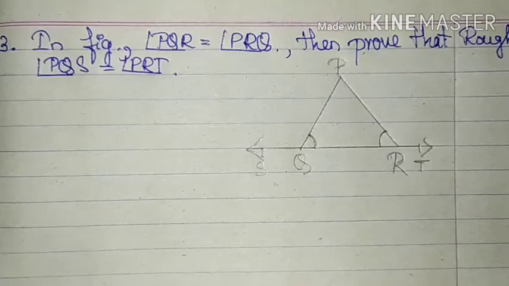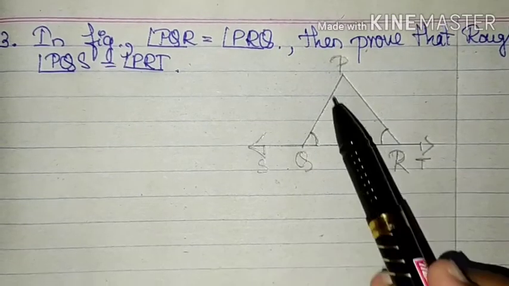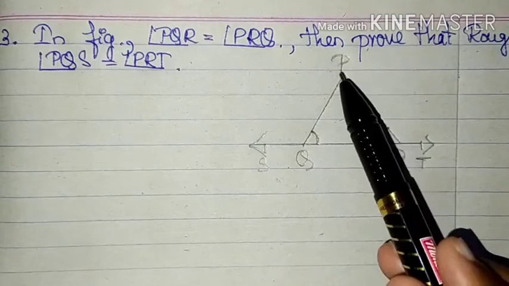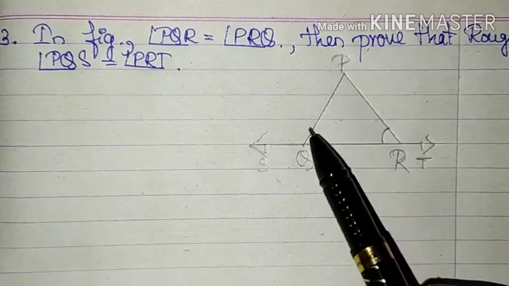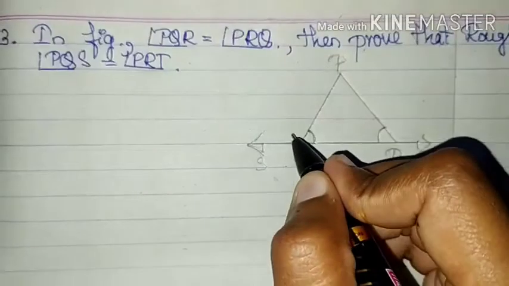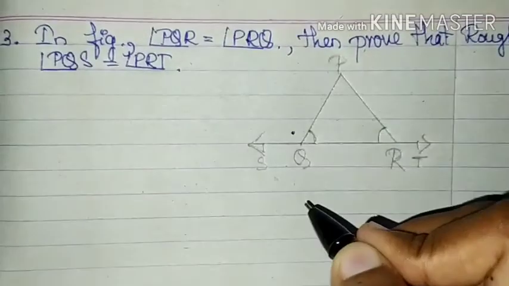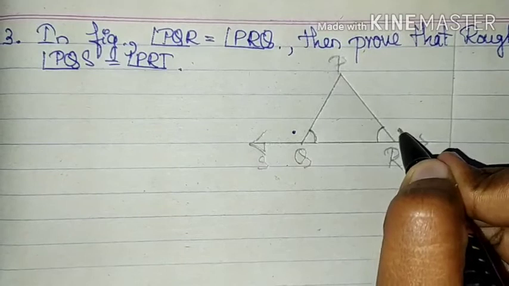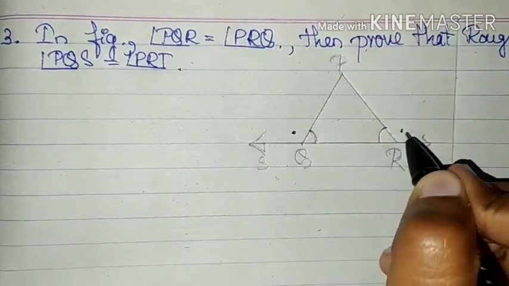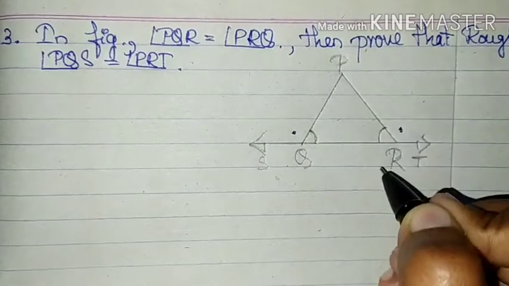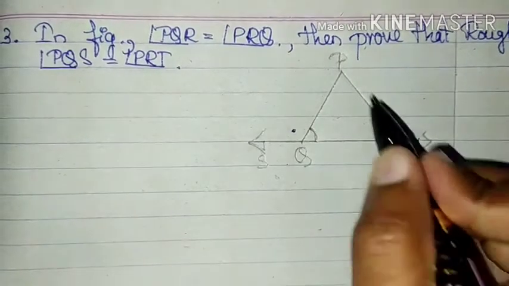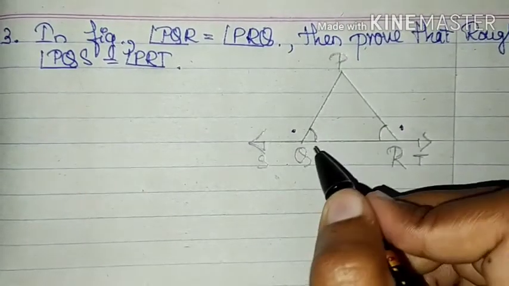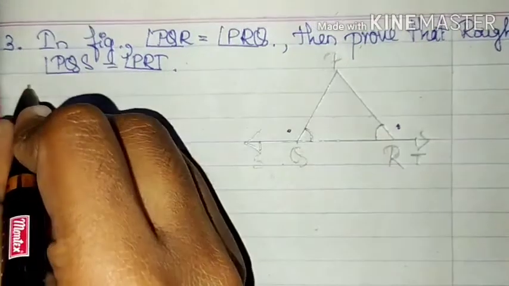So, in question number 3, in the figure, angle PQR is equal to angle PRQ. Then prove that angle PQS is equal to angle PRT. We have to prove this angle PQS is equal to this angle PRT. And we have angle PQR, this angle is equal to angle PRQ. So solution.